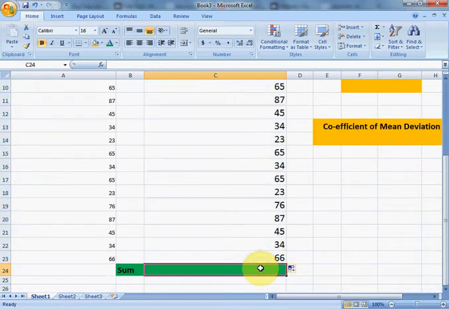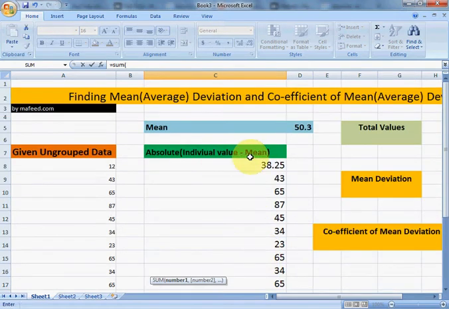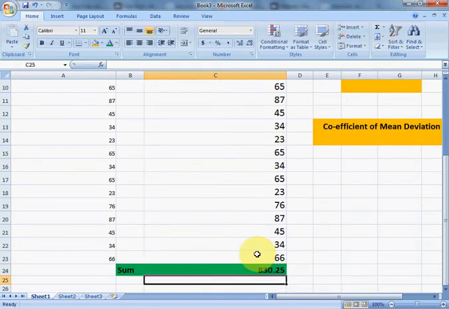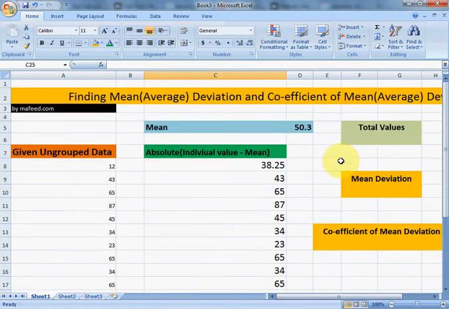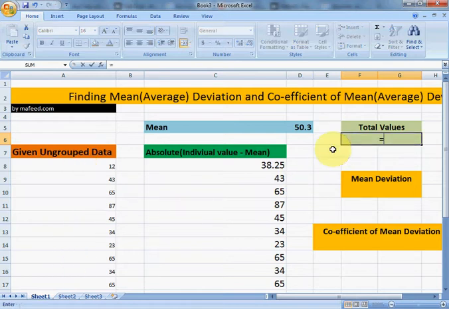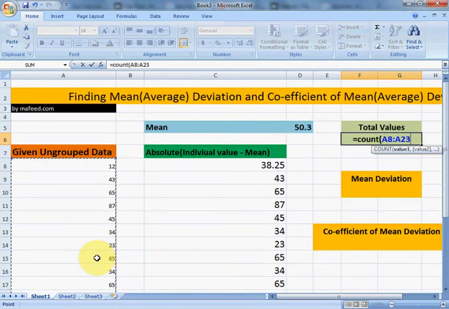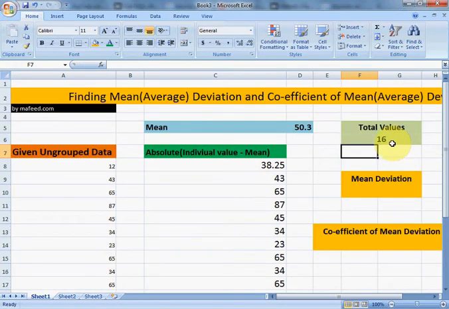Okay, now we will find the sum of all the differences of individual values and mean values. Select all the differences. Now we have found the sum. Now we need to find how many total given values there are. Let's count them. The formula for it is COUNT. Select all the values and close the bracket, and total values are 16.